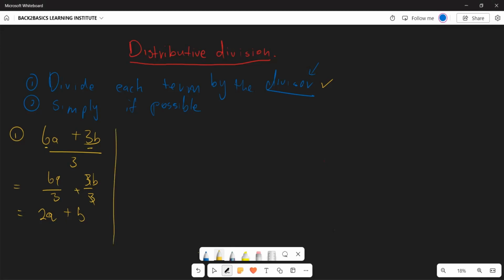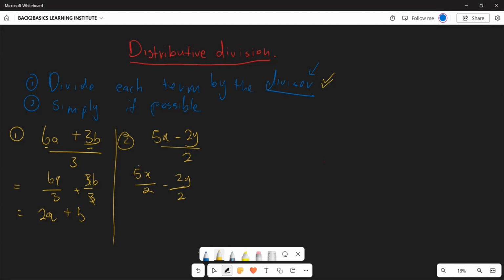Now let's look at number 2. In number 2, let's say you are given 5x subtract 2y over 2. Again, you follow the first step. The first step is what? You need to divide both terms by the divisor. So this is going to be the same as 5x over 2 subtract 2y over 2.